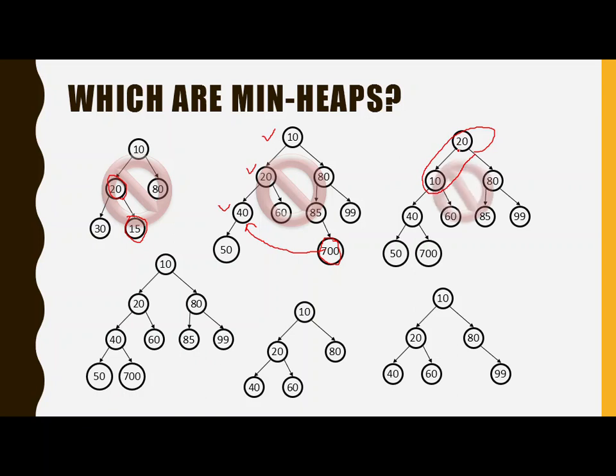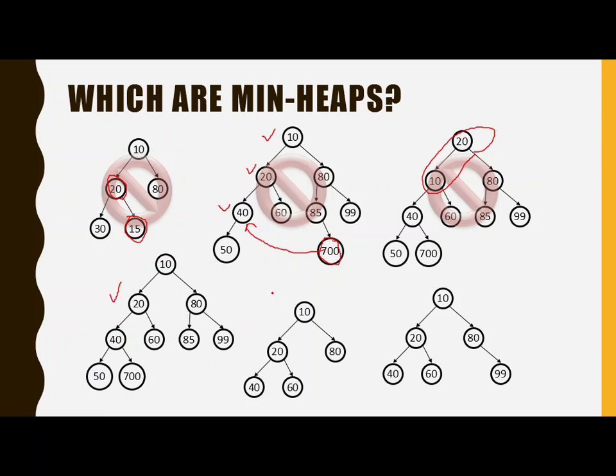How about the next one? Take a look. Well, right off the bat, we see a problem right here. The 10 and the 20 can't be in that order. This is not a min heap if 10 is below 20. So obviously that one is also not a valid min heap.